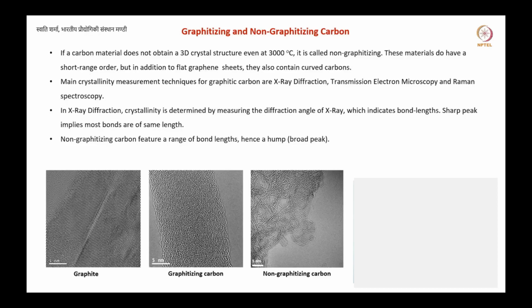The main crystallinity measurement techniques for graphitic carbon are X-ray diffraction, transmission electron microscopy, and Raman spectroscopy. In X-ray diffraction, crystallinity is determined by measuring the diffraction angle of X-ray, which indicates bond length. Sharp peaks imply most bonds are of the same length. So the non-graphitizing carbons feature a range of bond lengths, hence a hump. You will get a broad peak in the non-graphitizing carbon. But in the case of graphitizing carbon, you will get a sharp peak. As you can see, it is highly ordered, but the other is randomly oriented and curved, not having any sharp feature.